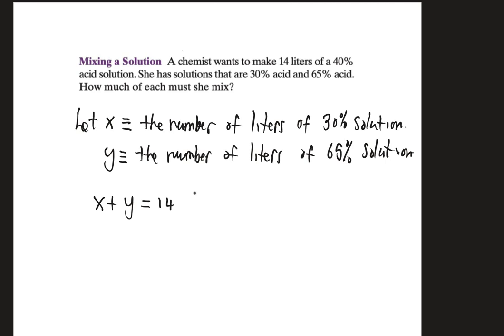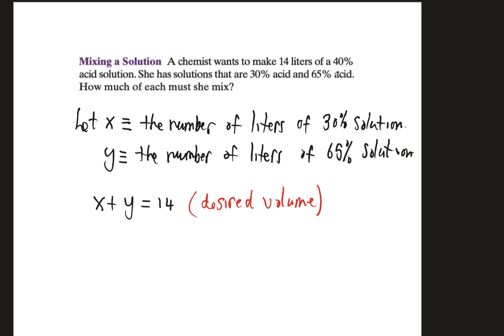This equation represents the desired volume, right? That's what we want. This is the desired volume. We want to get 14 liters. Now, let's look at the other requirement.